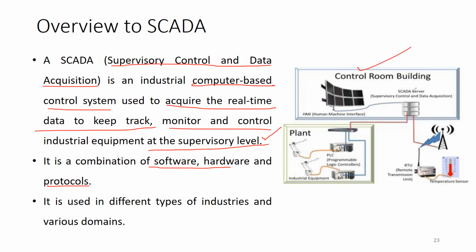So here a simple SCADA system is shown where this is the control room having a number of monitors placed over here, where all the data of all the machines and systems working in the industry are being shown to the humans. So this is the human machine interface. So this is the interface where you will get all the details on the monitors or the screens.